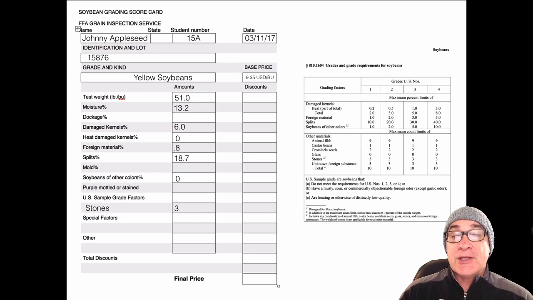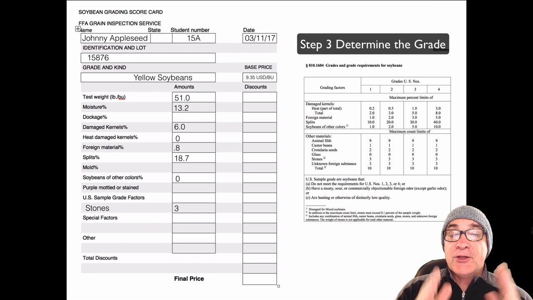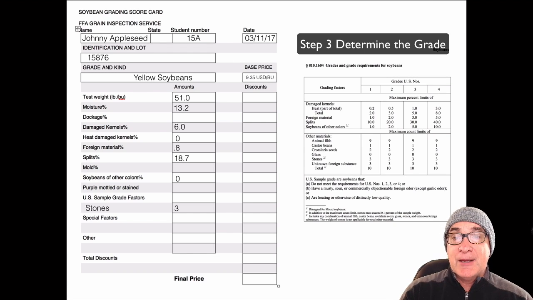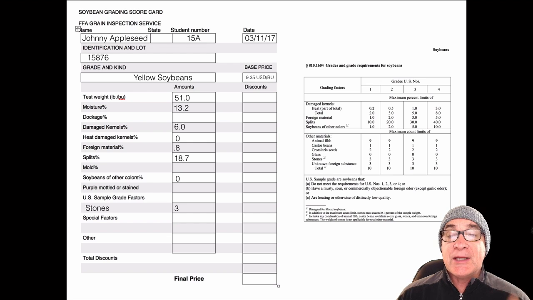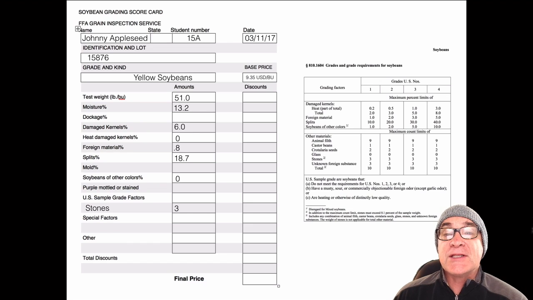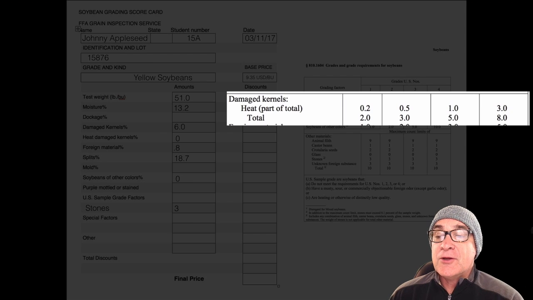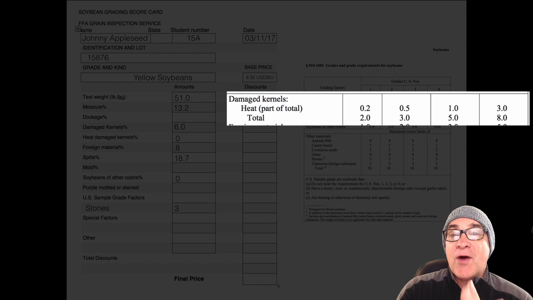Now, the third step is actually doing the grading. You need the amounts column to be able to do that. For instance, in this one, we're going to look at the moisture content. It's not there. What's really there in this one is the damaged kernels, and this is total. Our total damaged kernels is actually 6%. And if you look across where it says heat damage, you'll notice that there is a grade 3. The maximum is 5%.